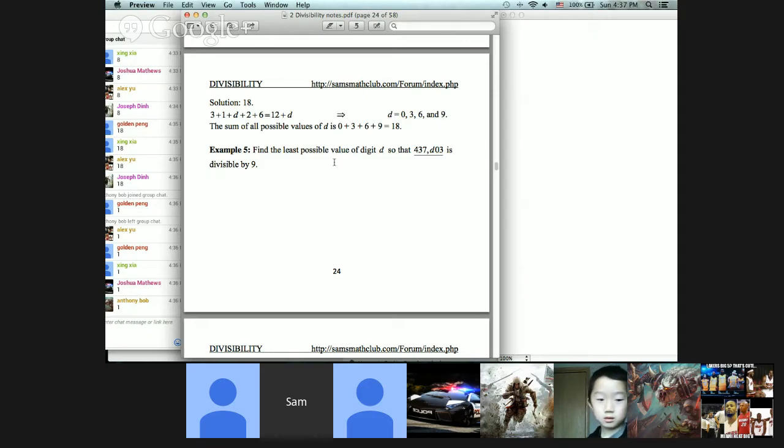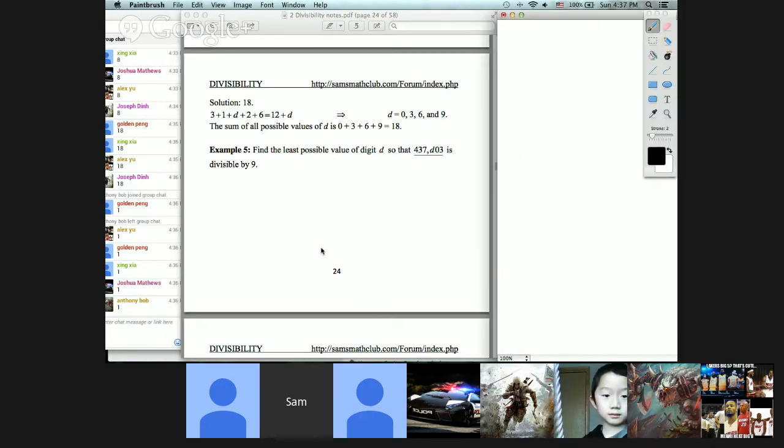Right, nice job, guys. The answer is 1. Again, we add up all the digits, we get 17 plus D, and then it has to be divisible by 9, so 18 is divisible by 9, so D equals 1, and coincidentally, that's also the only value of D that works.